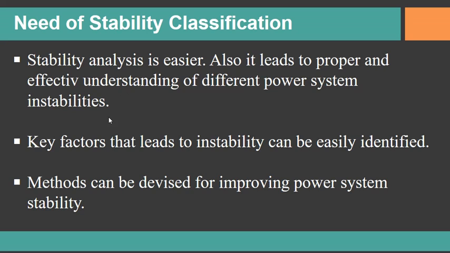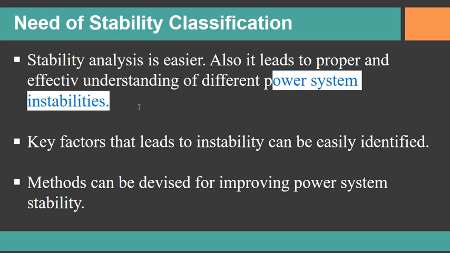Yes. Now why is there a need for stability classification? Stability analysis is easier because the disturbance may be due to any number of reasons. Maybe a short circuit, maybe a generator tripping, maybe circuit failures. So there may be an enormous number of failures. Stability analysis is easier if you make this classification, whether it is related to transients, or small signal, or large disturbance, so that we can easily classify it. It also leads to a proper, effective understanding of different power system instabilities.